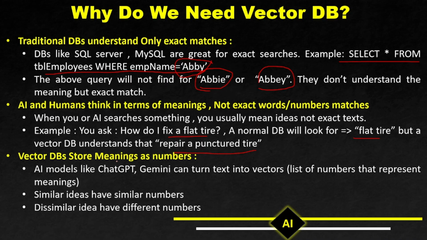Vector DBs store meaning as numbers. AI models like ChatGPT, Gemini, and others can turn text into vectors, a list of numbers that represent meaning. Similar ideas have similar numbers. Dissimilar ideas have different numbers.